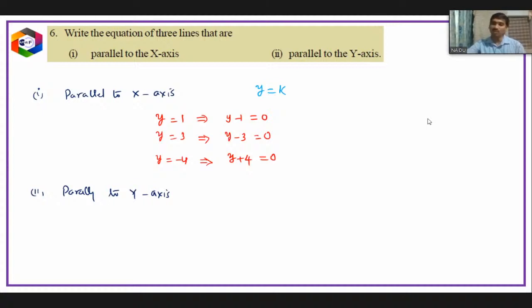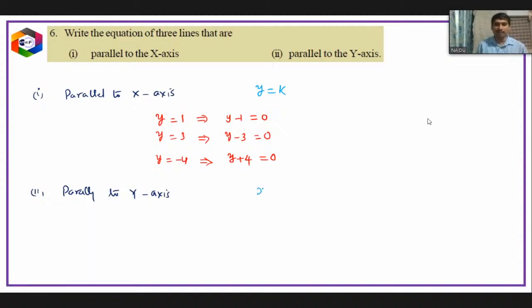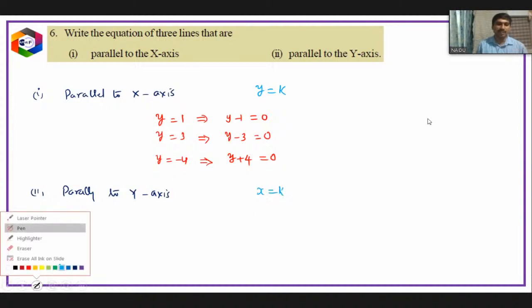Yes, children. So we can give any number like that. But the common property is that a line parallel to y-axis will be in the format x is equal to k. Well done. They have all given all three answers, and some children have given more than three answers also. So the general format is x is equal to k. The x distance is fixed, and that x distance can take any value.